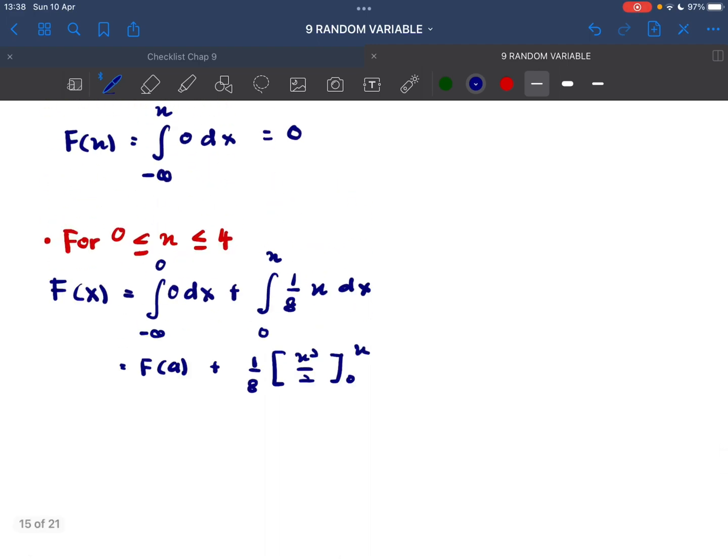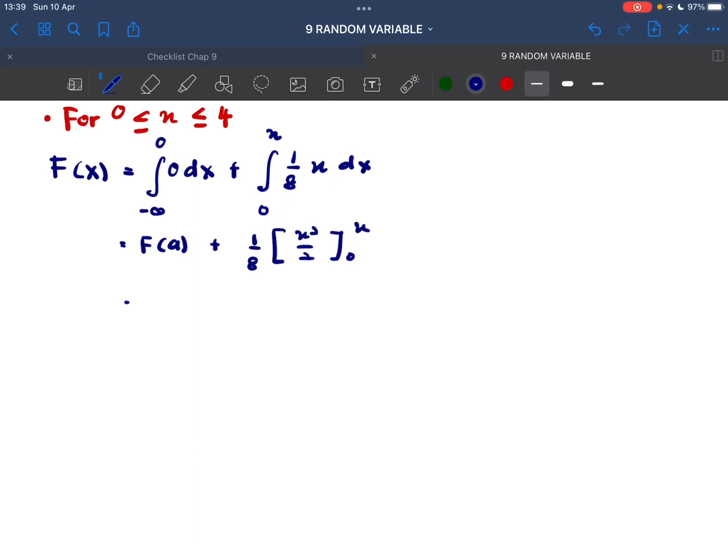So F(a), this thing here, is from the previous function. Okay, we get this from the previous function. This is actually your F(a). So F(a) equals 0 plus 1 over 8. So we sub x into x, that will be x, obviously, x squared over 2. Okay, we sub 0, minus 0. And the last one, we are going to get function 1 over 8 times x squared over 2, so that will be 1 over 16 x squared. So that is your F(x) for x between 0 and 4.